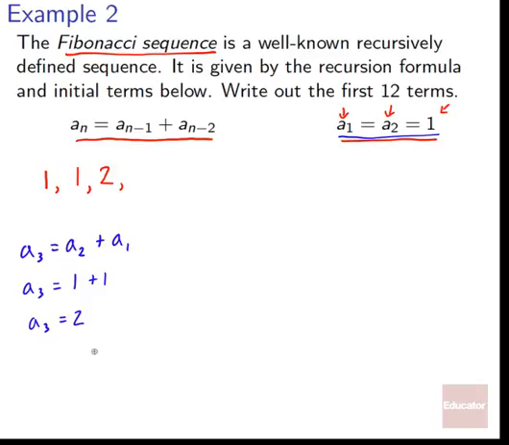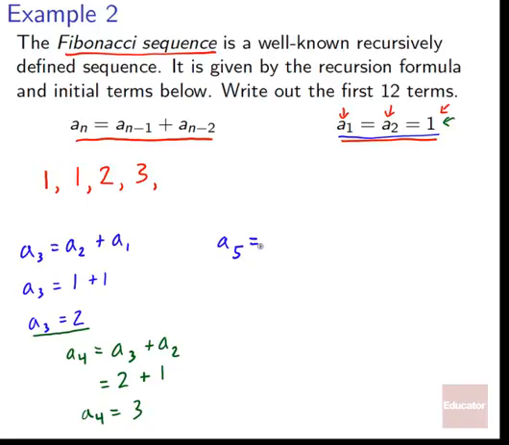If we want to figure out A4, that would be A(4-1), A3, plus A(4-2), A2. What is A3? We just figured out A3 equals 2, so we've got 2 plus A2, once again 1, equals 3. A4 equals 3, so the next thing is going to be a 3. Let's do one more of these, and then we'll see what the general pattern is.